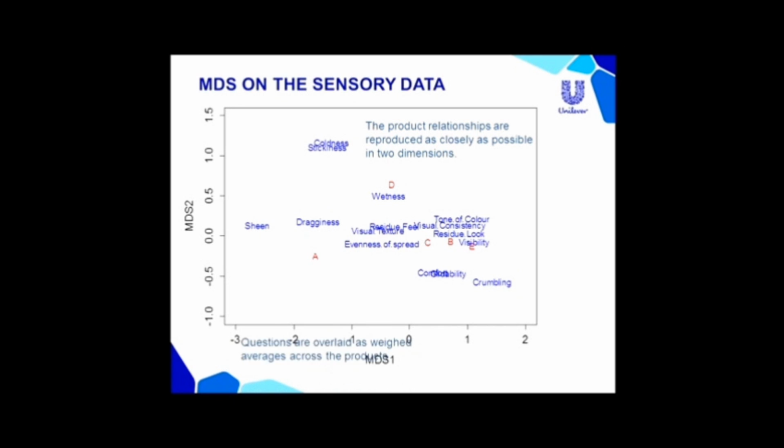So what I've also done here is to overlay the questions again as weighted averages of the axis scores across the products. It's a very similar map to what we had earlier, except now it's about proximity rather than projecting onto vectors, because that doesn't have any meaning anymore. You can't get the ordering, the relative differences. It's just about proximity, what's alike and what's different.